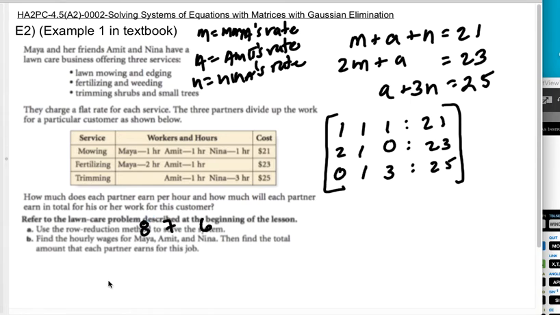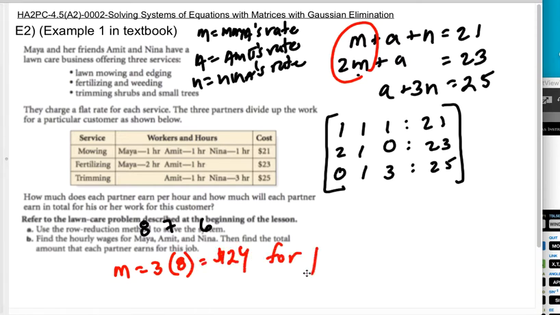And then they say find the total amount that each person makes from the job. Well, it looks like Maya worked a total of 3 hours, right? Because she did 1 hour on mowing and 2 hours on fertilizing. So it looks like Maya made 3 times 8, so she made $24 on the job, right? Okay, and it looks like Amit also worked 3 hours, right? And I should have said like Maya total or something, because that's not what M is, right? So Maya's total was 3 times 8.